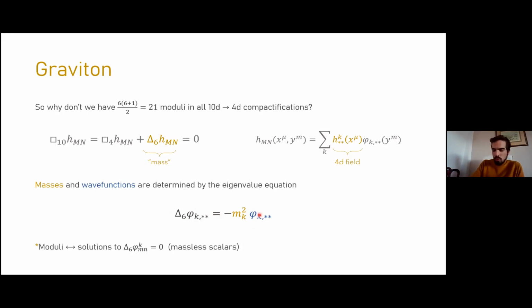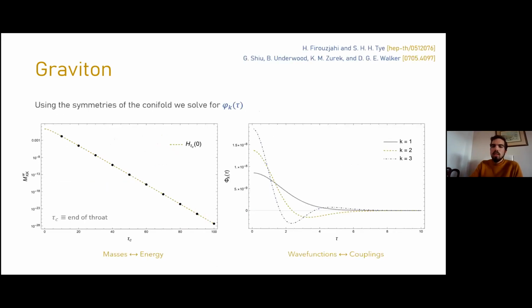So going back to the graviton, what we actually did was use this equation and solve it for the 4D spin-2 modes, using the Klebanov-Strassler solution, which gives you an explicit metric with which you can actually make explicit computations. So let's look at some results.